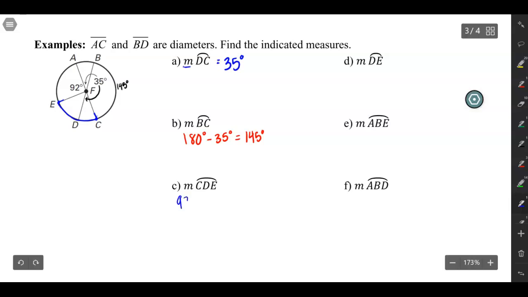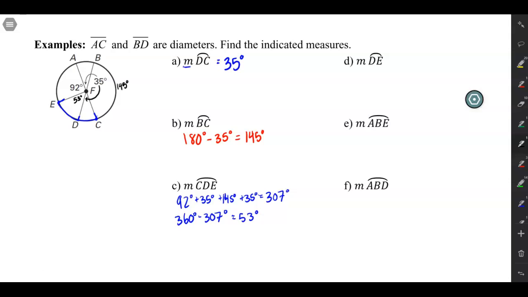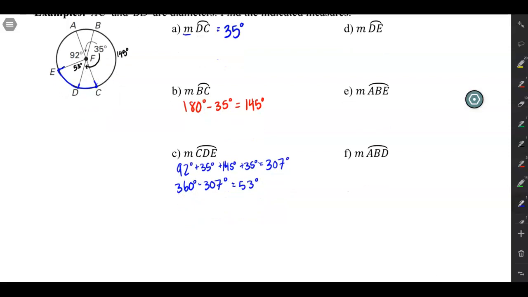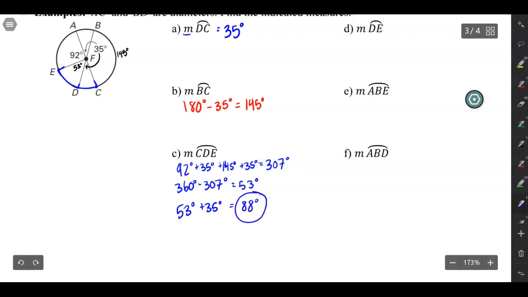So I'm going to say, okay, 92 degrees, plus 35 degrees, plus 145 degrees, plus 35 degrees. What's that? I'm going to grab my calculator really fast. That gives me 307 degrees. And that's actually the entire circle except for this little chunk right here, the chunk from the arc ED. So let's just figure out what that is by doing 360 degrees minus 307 degrees to give me 53 degrees. So now I know, I'm going to fill this in black, that this angle right here is 53 degrees. So if I'm looking at the measure of that whole arc from C to D to E, I'm really looking at the angle EFC, which is a 53 degree angle, plus the 35 degree angle, which gives me an 88 degree angle, which gives me an 88 degree arc.